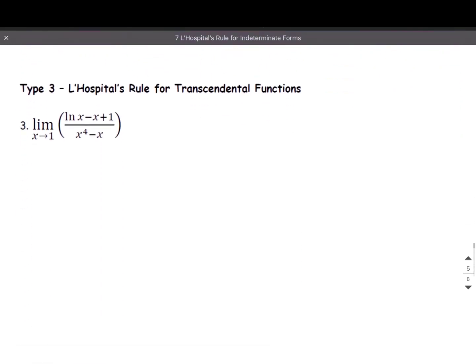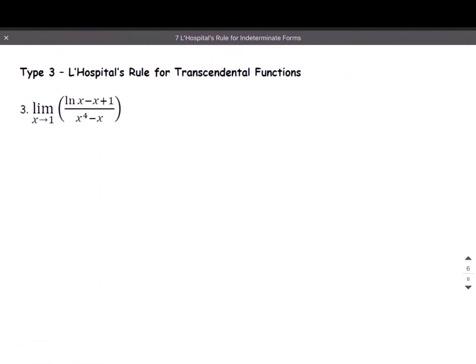Now there's another type here, L'Hopital's rule for transcendental functions. Remember, transcendental functions are your exponential functions, your log functions, your trig functions. It's not done any differently, okay? It's really not. We take the limit as x approaches 1 of the numerator, natural log of x minus x plus 1. We do substitution. It's the natural log of 1 minus 1 plus 1. Well, minus 1 plus 1 is 0, so we're left with the natural log of 1, but that's just 0.